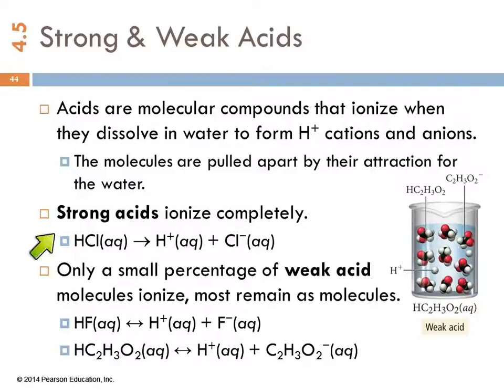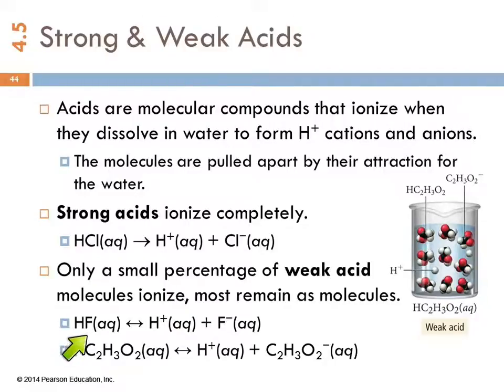A strong acid ionizes completely. HCl, hydrochloric acid, is an example. When you put hydrochloric acid dissolved in water, it separates completely into its ions. There's no hydrogen chloride molecules left. But other acids are called weak acids. And for them, only a small percentage ionize.